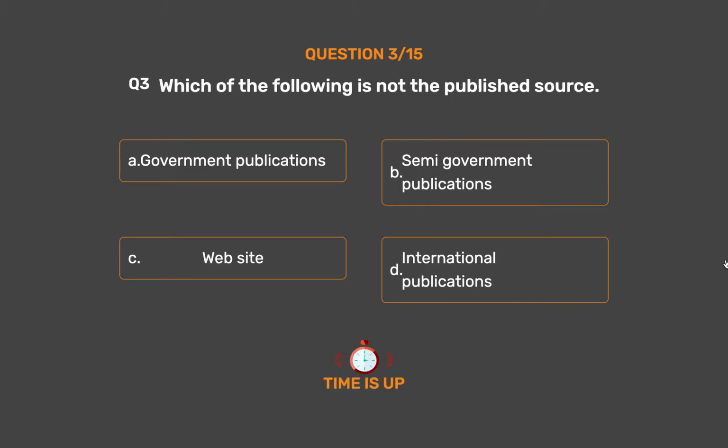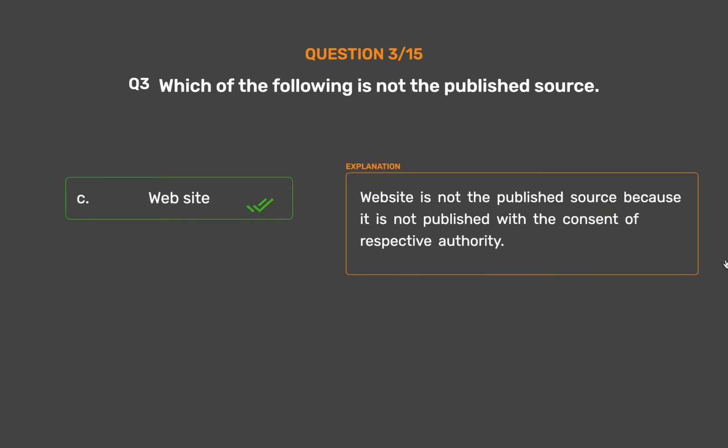The correct answer is Option C. Website. Website is not the published source because it is not published with the consent of respective authority.